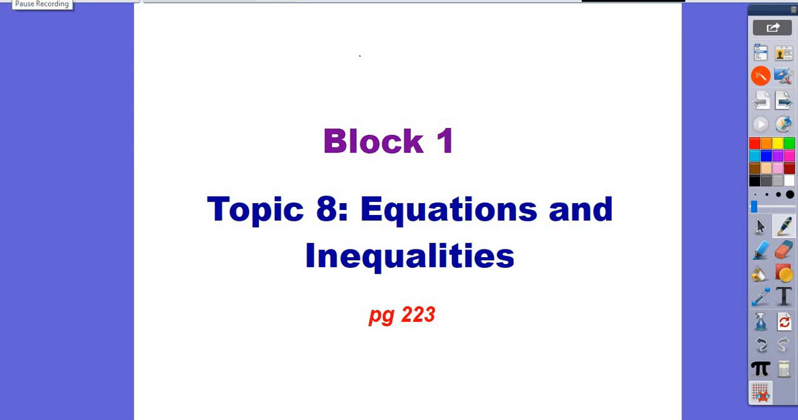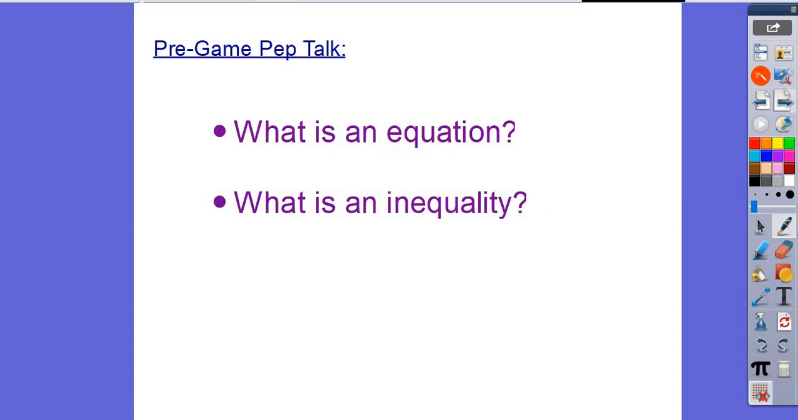We are now on topic 8, which is equations and inequalities. This is block 1 on page 223. First thing, raise your hand. What is an equation? What is an equation?